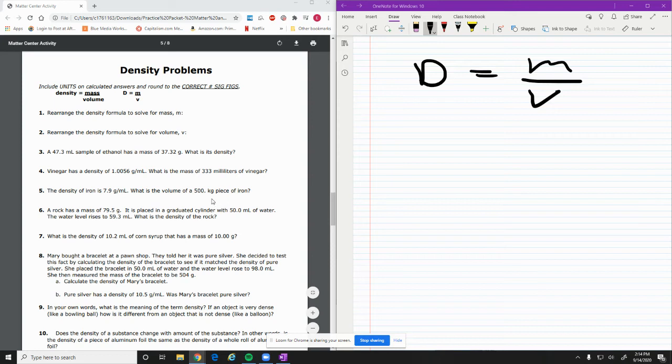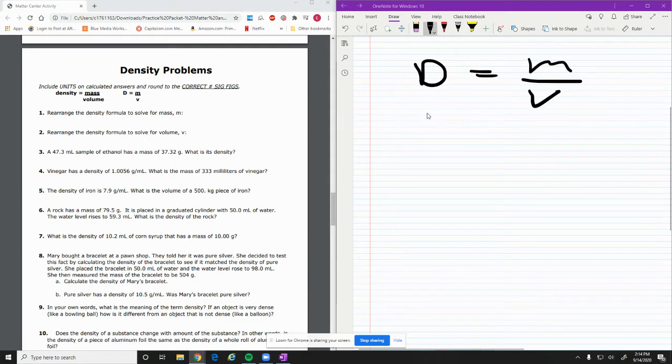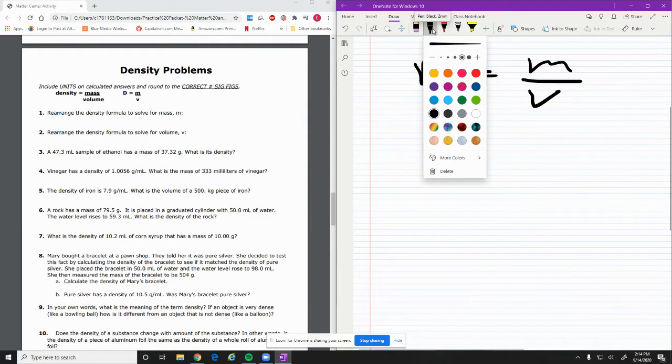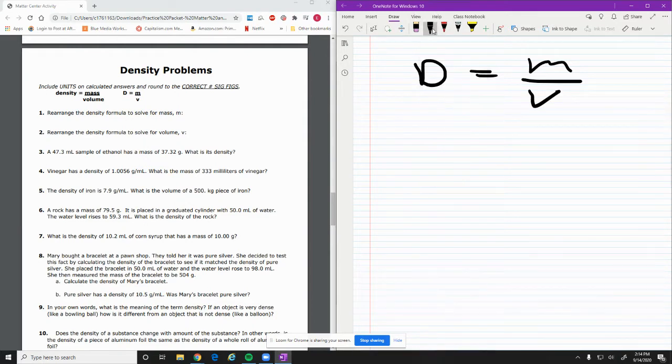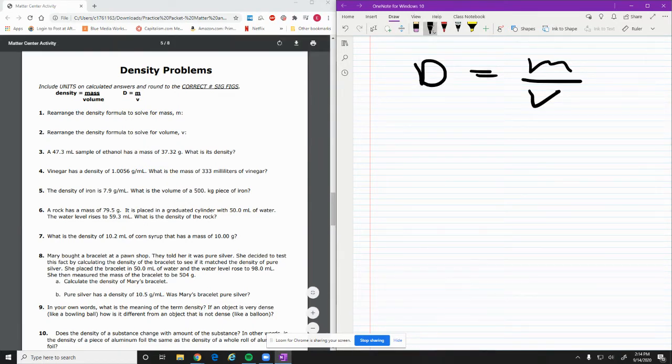I wanted to go over some density problems, especially when it comes to rearranging this formula. You're going to have this on the test, so this isn't really a big deal. But what you guys typically forget is how to move stuff around. So really what I want to show you guys is that it's really not hard, and it's not anything you haven't done before. So I'll tackle this first one, rearranging to mass, and then rearranging to find volume.